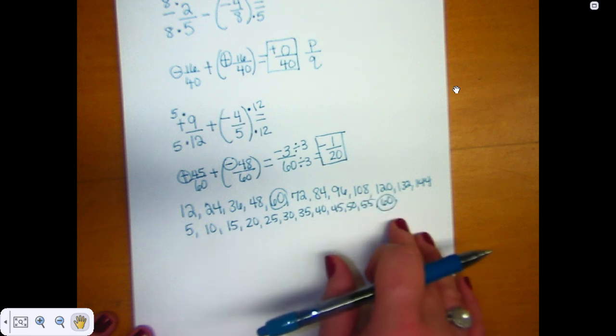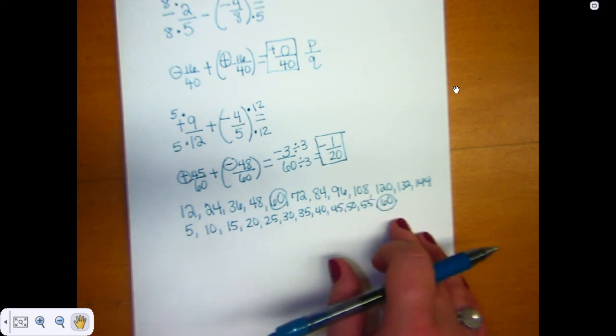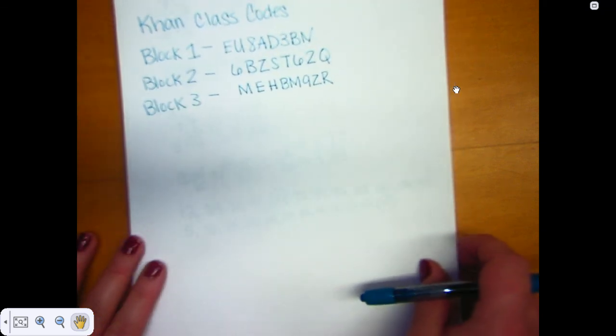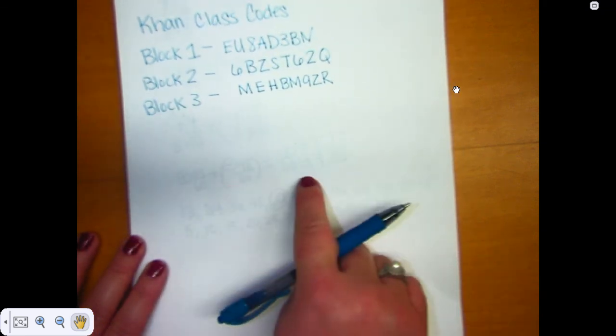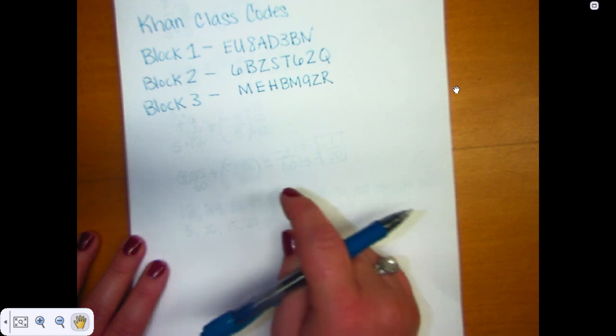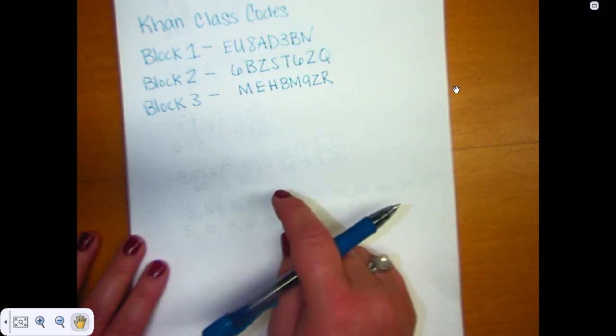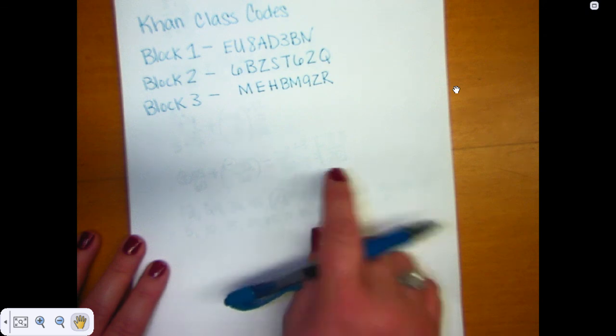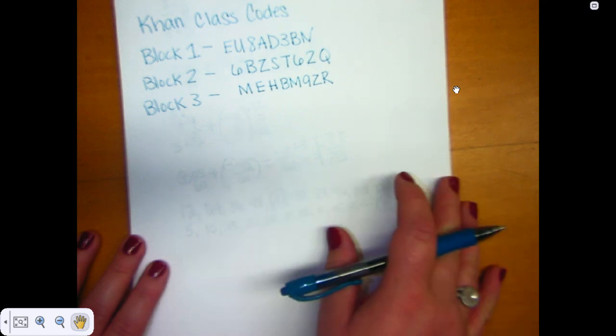And you have Khan Academy assignments. Again, if you didn't sign up, here are the class codes for Khan Academy. You should have assignments on there. I did go ahead and assign the Khan Academy videos, but I also want you to do the Khan Academy lesson where you actually find the answers. So good luck with that.